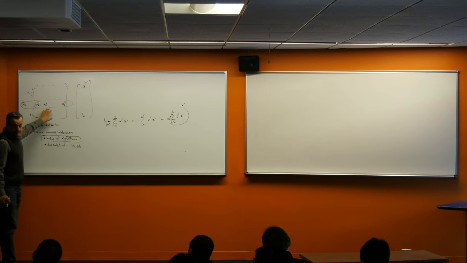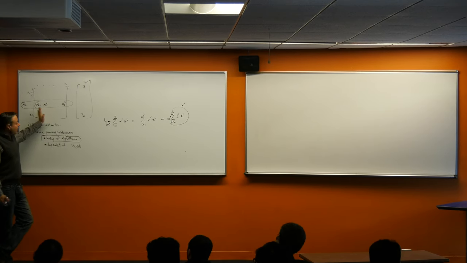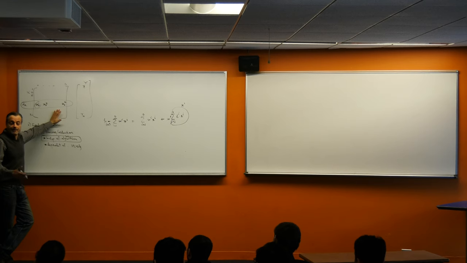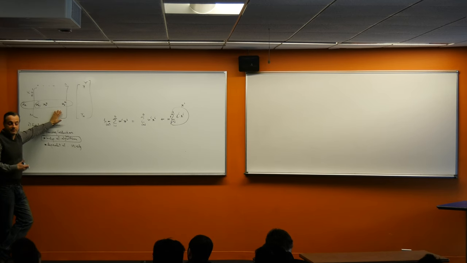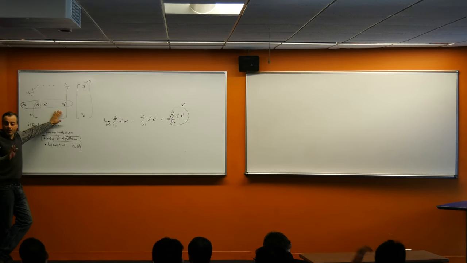If the rank is 100, it means all the columns are a linear combination of 100 of them. You can pick 100 columns, and every single column is a linear combination of those 100. There are only 100 linearly independent columns or rows. So that's the rank of a matrix.